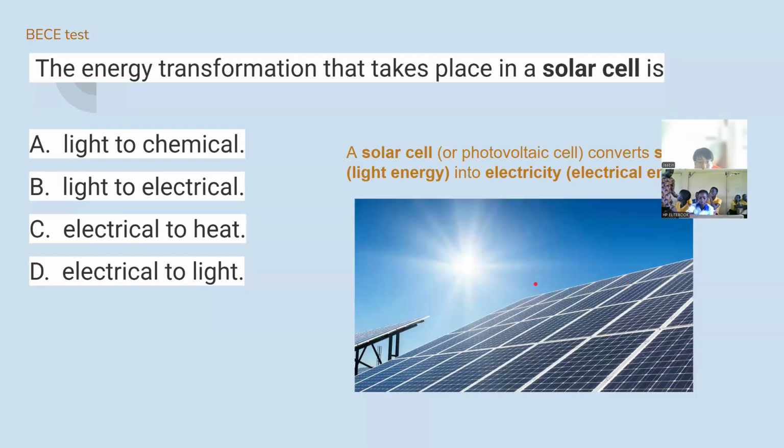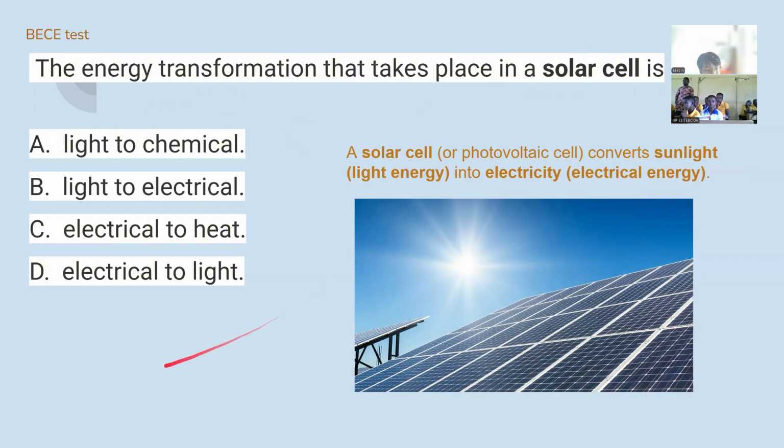Let's look at a couple more questions just to settle in on this energy transformation question. The energy transformation that takes place in a solar cell is what? A solar cell is when we use the energy from the sun. So is it light to chemical, or is it light to electrical? Is it light to heat, or is it electrical to light?